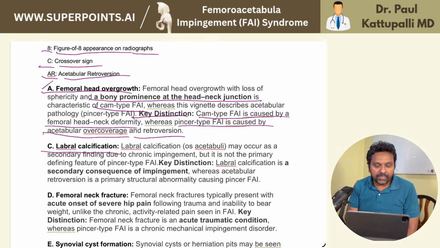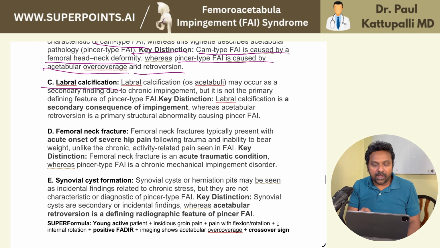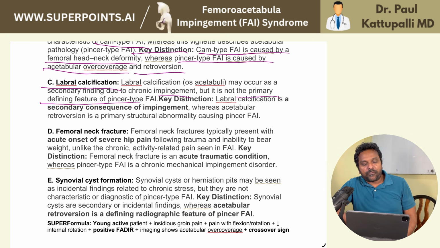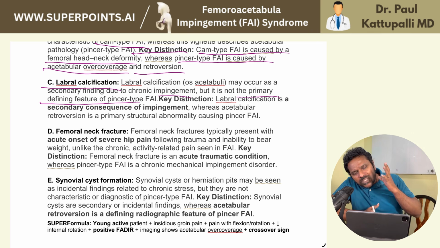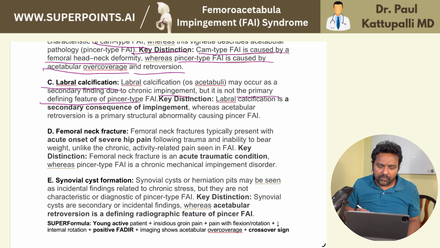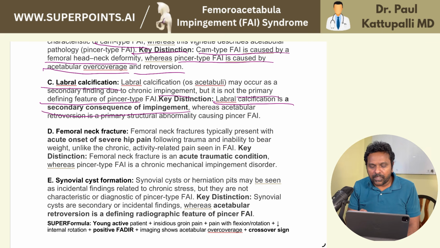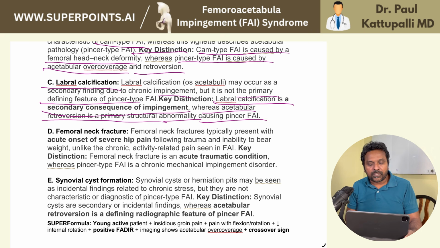Why not labral calcification? Labral calcification may occur as a secondary finding due to chronic impingement, but it is not the primary defining feature of pincer type FAI. So, for example, if they give you labral injury, that is the very first thing that can happen in these patients, labral injury. But that is non-specific. Okay, we are talking here about what is specific to pincer type FAI, retroversion. So, labral calcification is a secondary consequence of impingement, whereas acetabular retroversion is a primary structural abnormality causing pincer FAI.